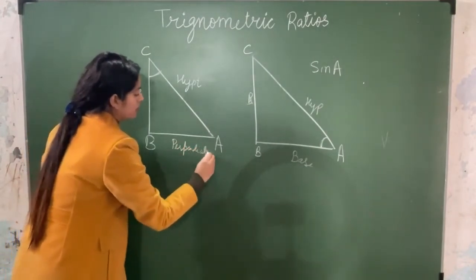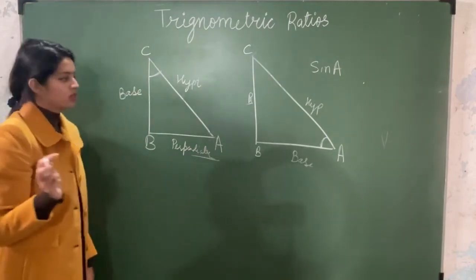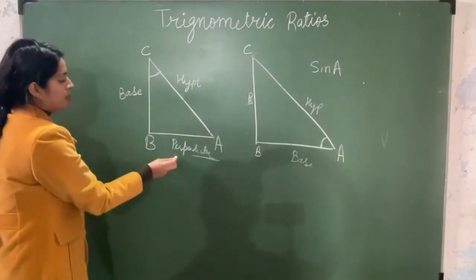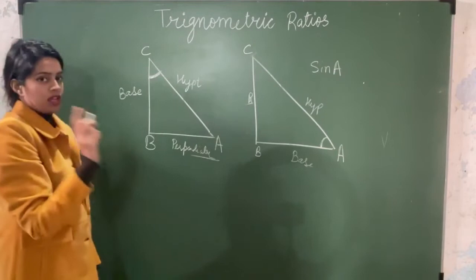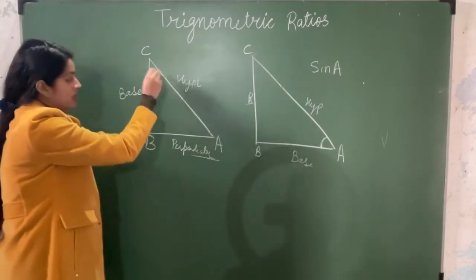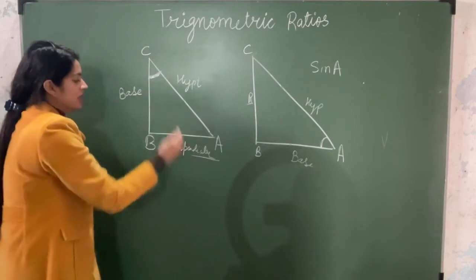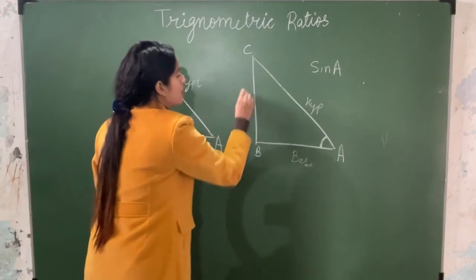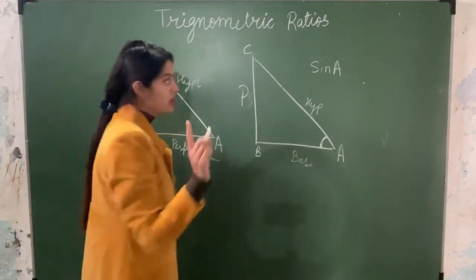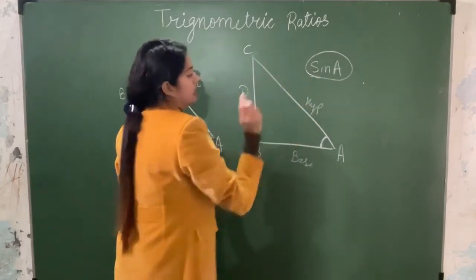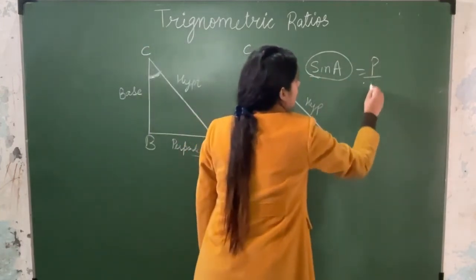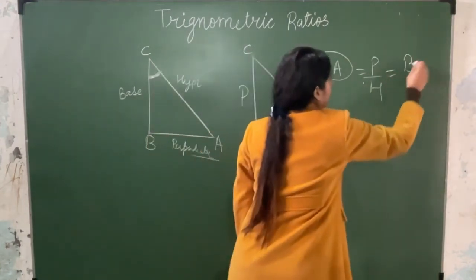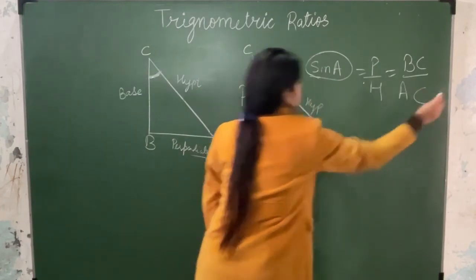This is a very common mistake some students make in their examination. You have to change the base and the perpendicular. The side opposite to this angle is always the perpendicular. So sin A is equal to P divided by H, which is equal to BC divided by AC. Got it?